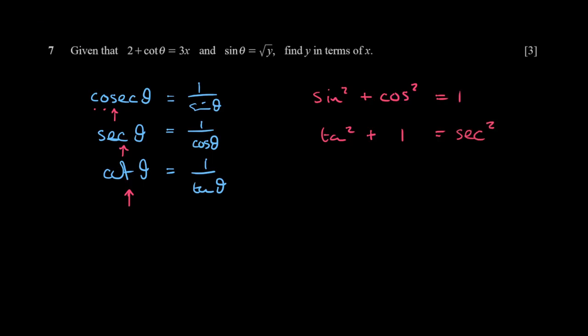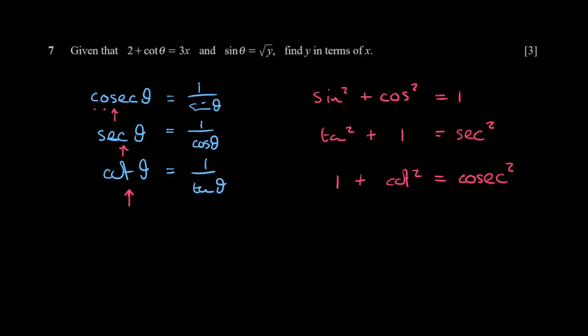Sec squared. Because 1 divided by cos is sec, right? So 1 divided by cos squared is sec squared. And then we could also do the same thing. We could divide this guy, instead of by cos squared, by sine squared. So sine squared divided by sine squared is 1. Cos squared divided by sine squared is going to be cot squared. And 1 divided by sine squared is going to be cosec squared.